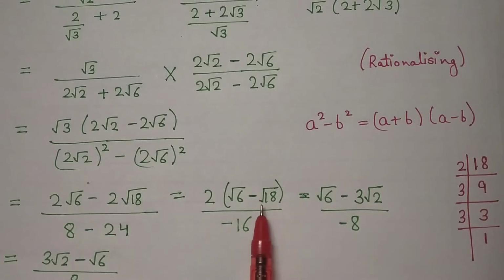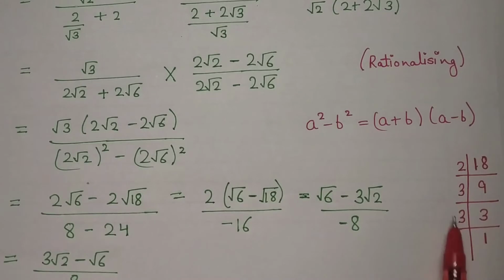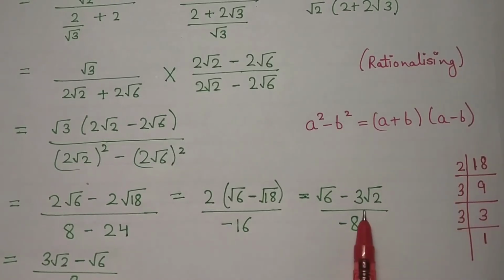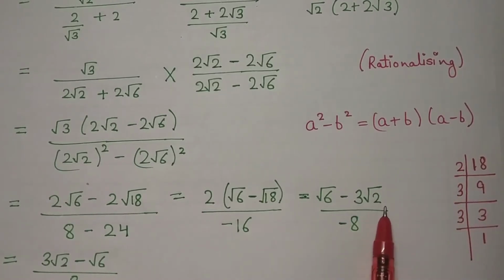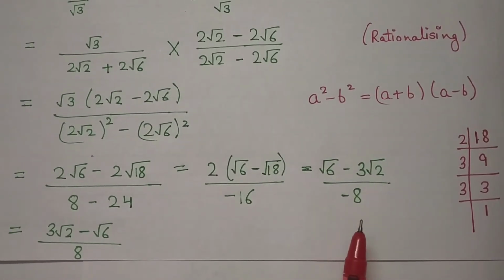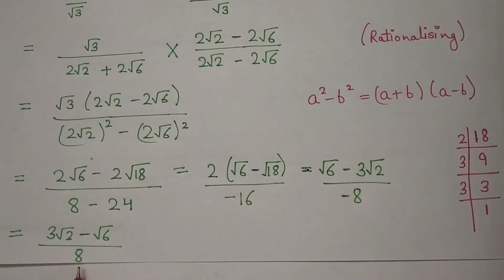If I need to write bigger roots in smaller versions, I need to take the factorization. After taking the factorization of 18, when there are two digits, we take it out as 1, right? And when there is one digit, we take it as under root. So 3 under root 2. Now this was the minus, so making it plus, the answer is 3 root 2 minus root 6 by 8.